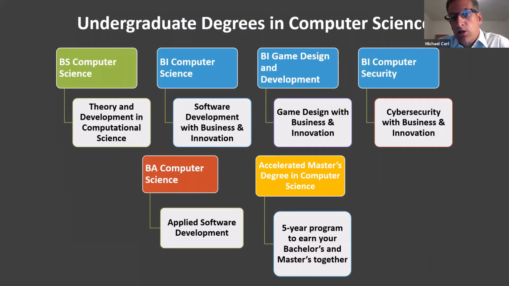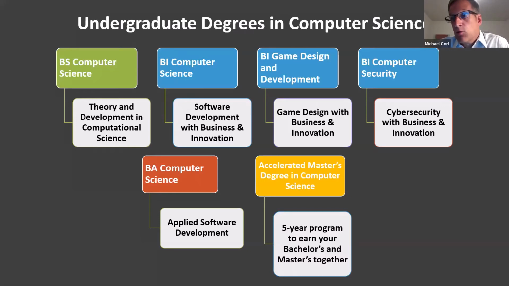It's also worth mentioning that we do have an accelerated master's in computer science. That's where you go from your bachelor's of science to your master's in 5 years. It's something you don't necessarily need to know to do now, but you'd have to be in the BS program. You'd have to make that decision probably somewhere around the beginning of your second year of study to make sure you're lined up for that.